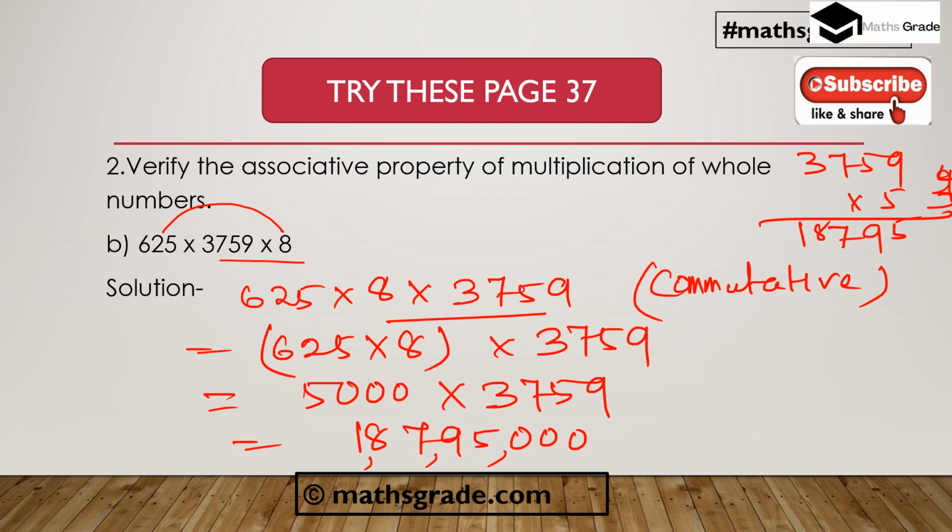Now it is 1,87,95,000, and this is the answer. So 625 multiplied with 3,759 multiplied with 8 is 1,87,95,000, and this is the answer.